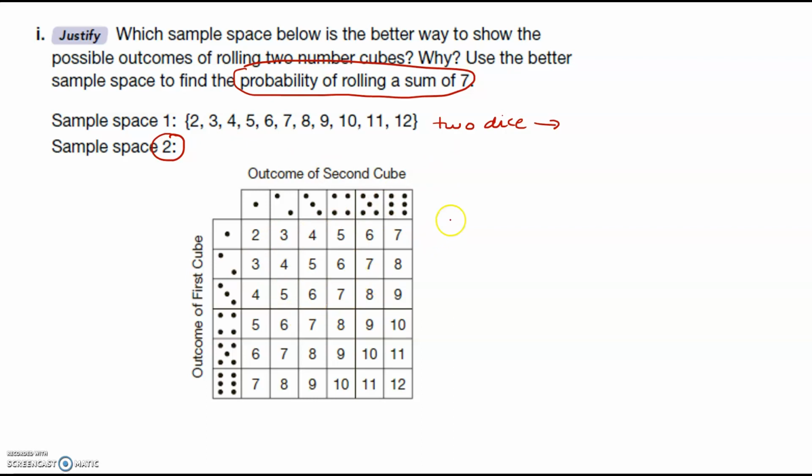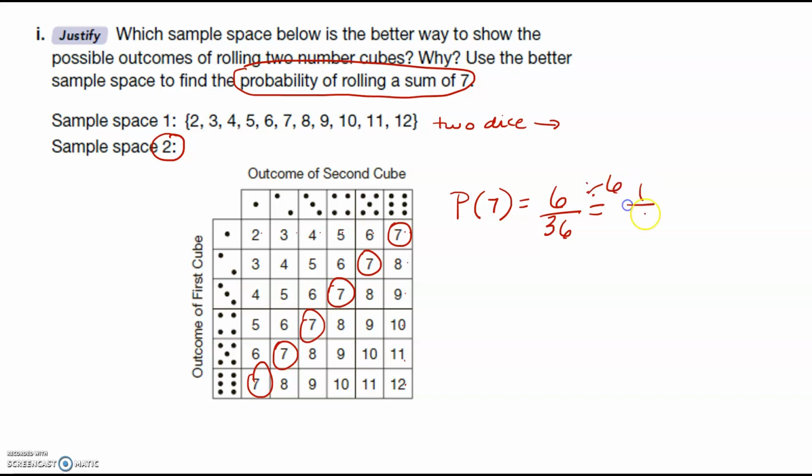And I'm going to use this sample space to find the probability of 7. So let's see. I have 1, 2, 3, 4, 5, 6. 1, 2, 3, 4, 5, 6. So I have a total of 36 outcomes possible. And then I have 1, 2, 3, 4, 5, 6 possible ways to get 7. I'm going to divide this by 6 to get 1/6, and that is my answer.